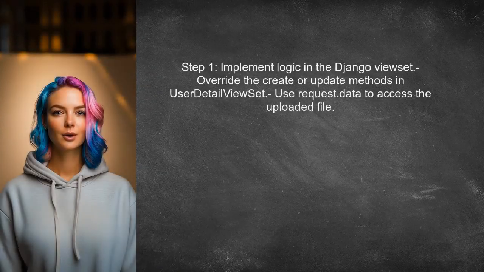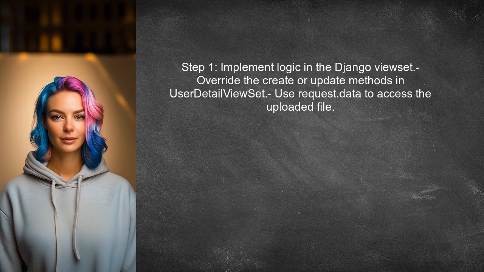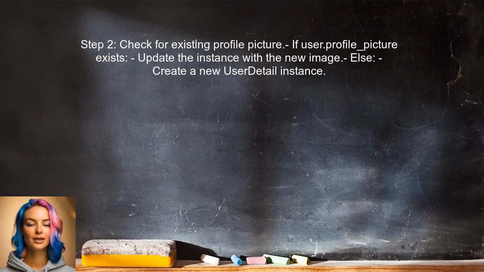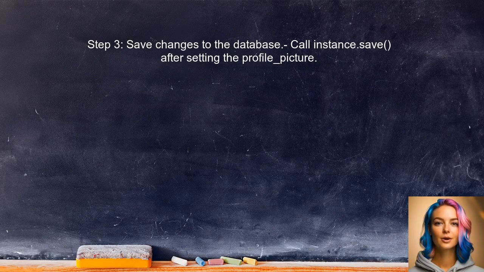To begin, the user needs to implement the logic for creating or updating the profile picture in the Django view set. This can be done by overriding the create or update methods. Next, the user should check if the profile picture exists. If it does, they can update it. If not, they can create a new instance of user detail. Now the user can save the changes to the database. This involves calling the save method on the user detail instance after setting the profile picture.